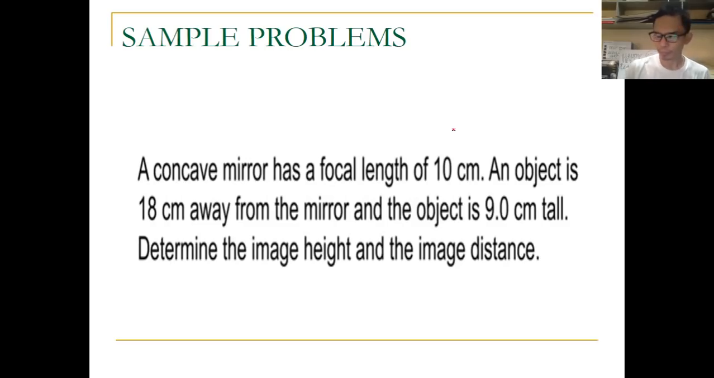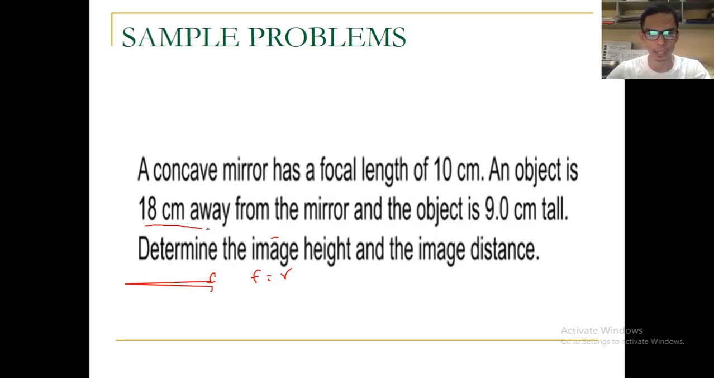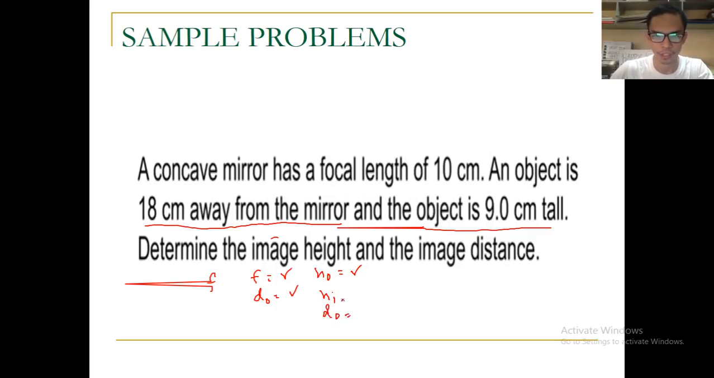Next one. Let's take a look at this problem. A concave mirror has a focal length of 10 cm. An object is 18 cm away from the mirror, and the object is 9.0 cm tall. Determine the image height and the image distance. We have the focal length, check. The object is 18 cm away, so that is the distance of the object, check. The height of the object is 9.0 cm, also checked. We are asked to find the image height and the image distance.